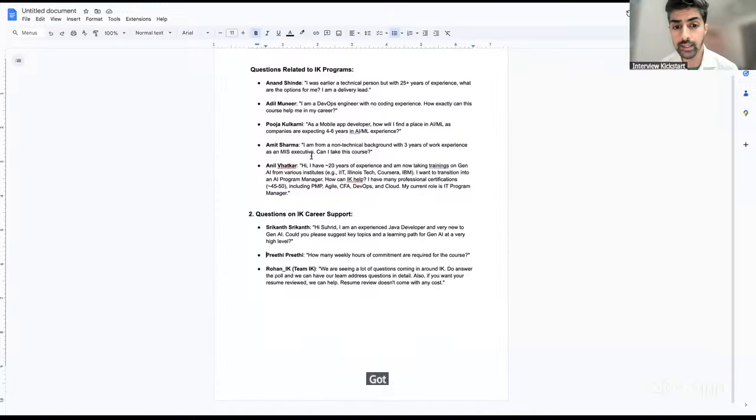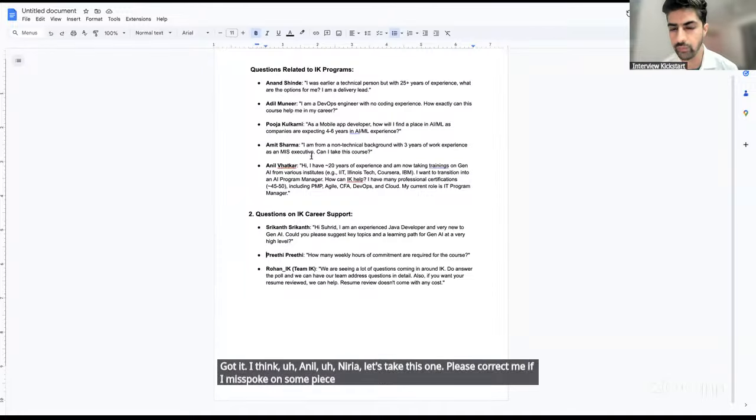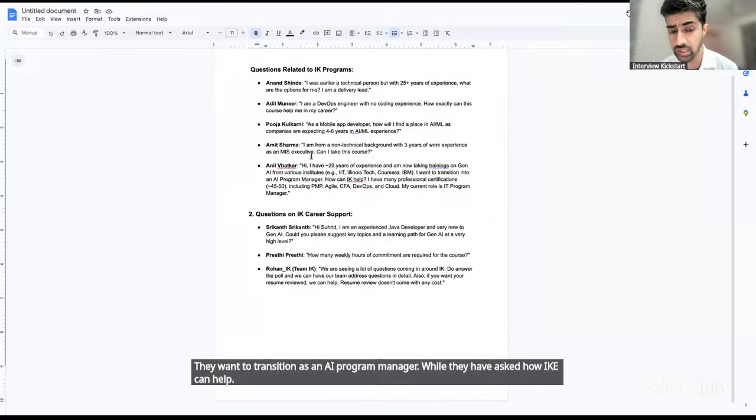Got it. I think Anil, Nidhi, let's take this one. Please correct me if I misspoke on some piece. The question is around someone who has 20 years of experience and is now taking trainings on Gen AI from various institutes, which is great. I think today would be a part of your training journey as well. They want to transition as an AI program manager, and they have a lot of certifications. How can IK help?